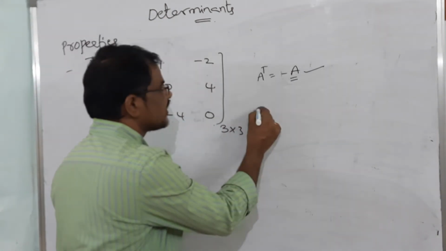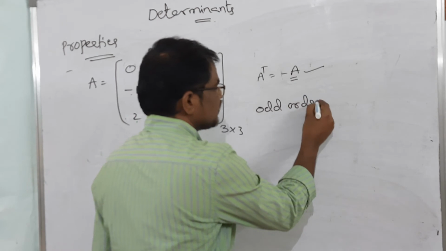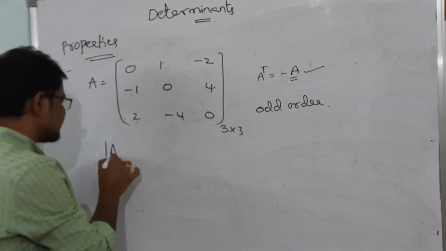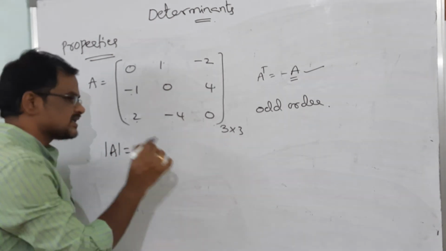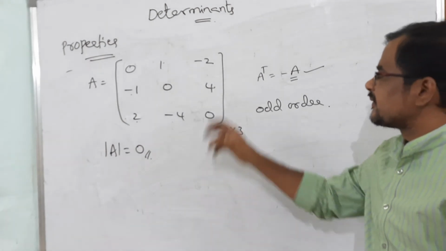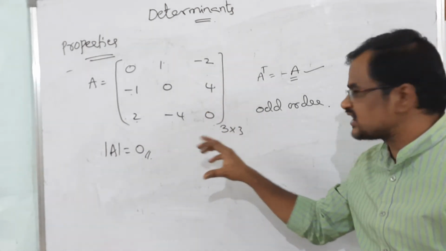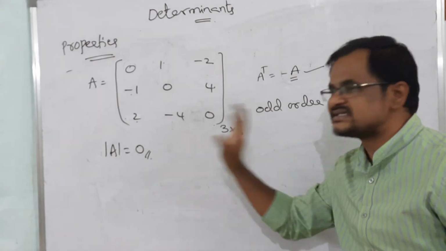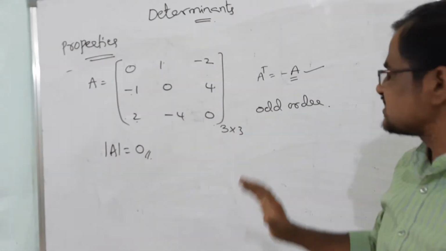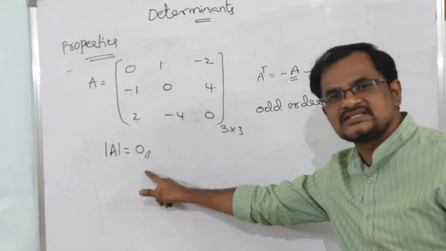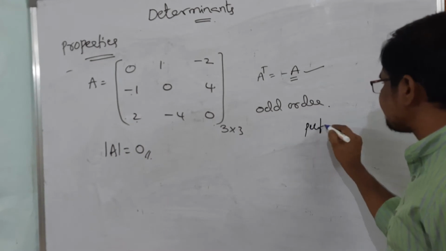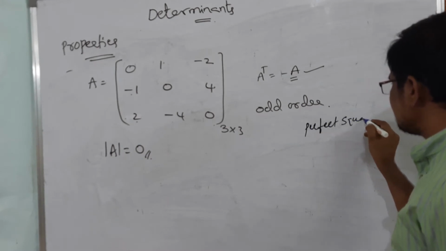Order 3 means odd order. If you take the determinant of a skew symmetric matrix of odd order, definitely you will get 0. So the determinant of a skew symmetric matrix of odd order is 0. But what about the even order? A perfect square.